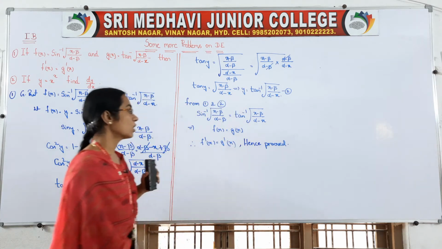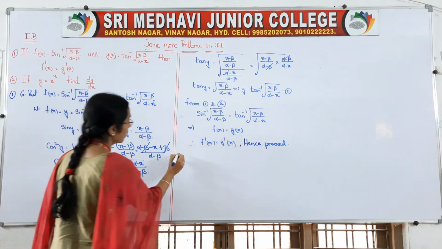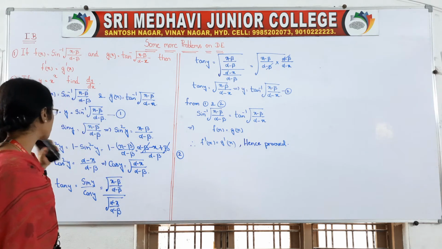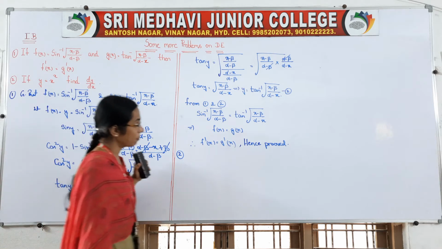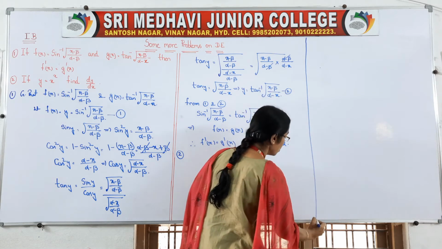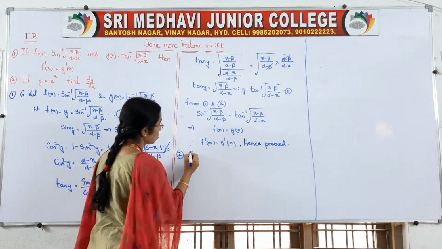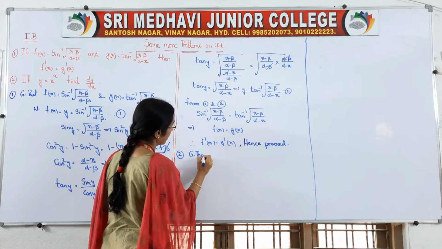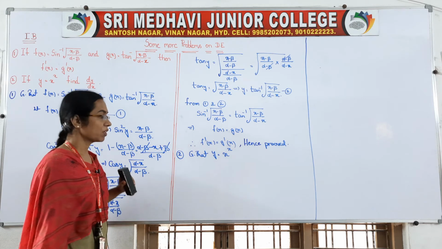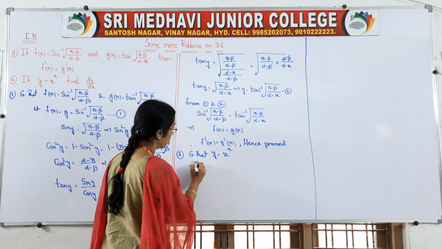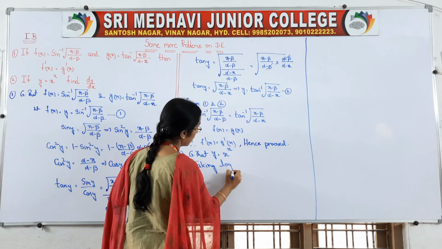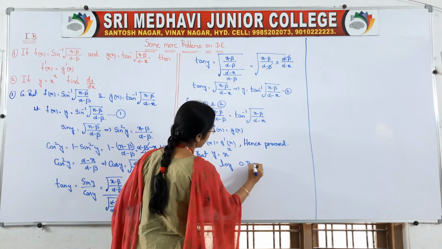Now come to the second question. What is your second question? If y is equal to x to the power of x, find dy by dx. So write down: given that y is equal to x to the power of x. Taking log on both sides.